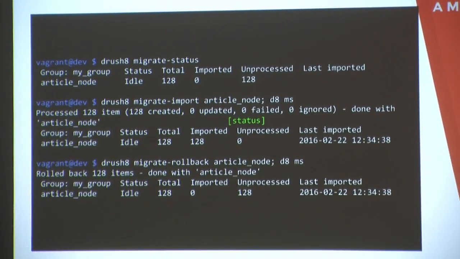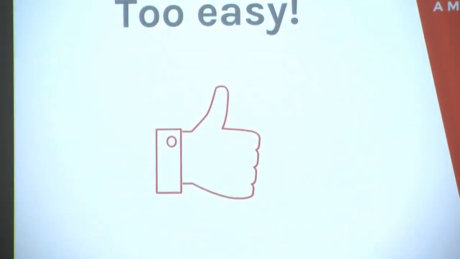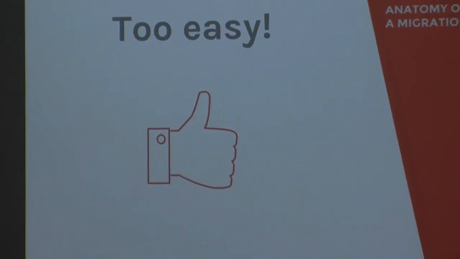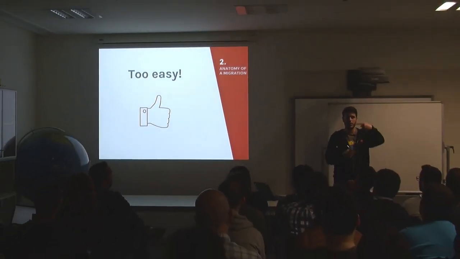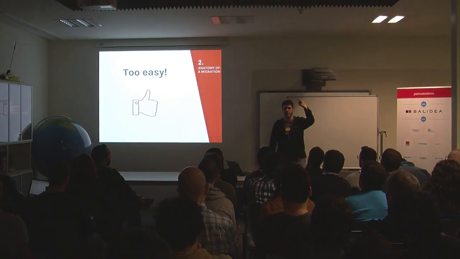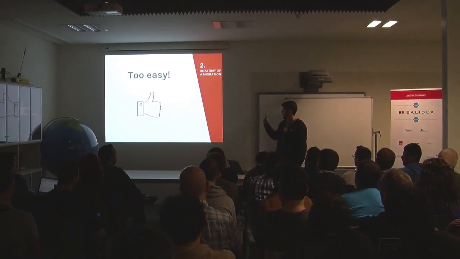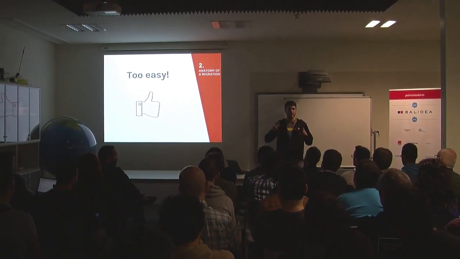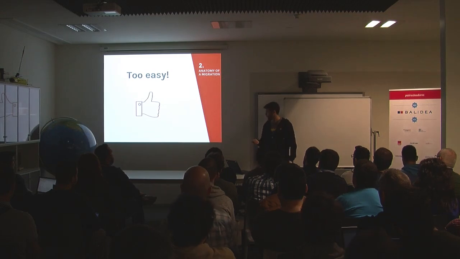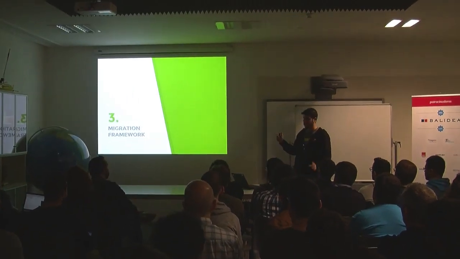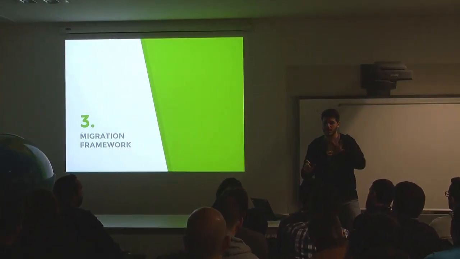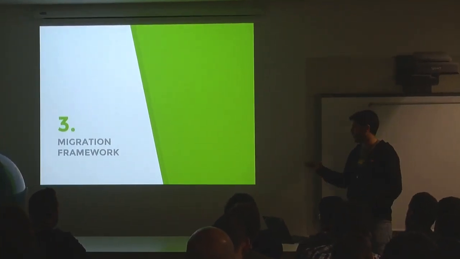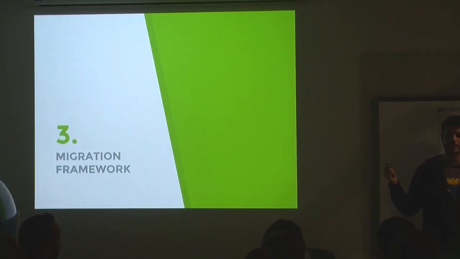How many of you use Migrate in Drupal 7? Okay. Too easy. In Drupal 7, you have this configuration in only one file, a big file many of the times. Here you have 2 files, 3 files, and it's very clear for me. Okay, this is the easiest example. I migrate only one type of content, in Drupal 8. Let's see how this migration framework works.